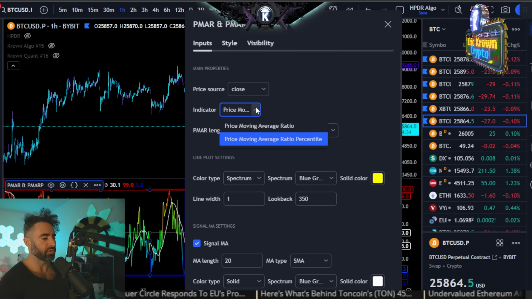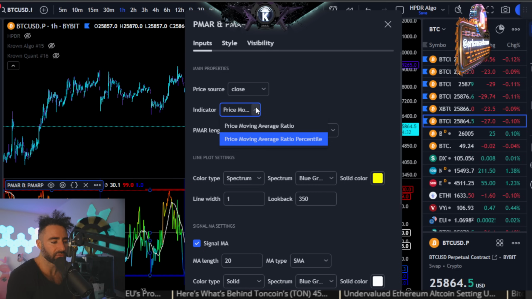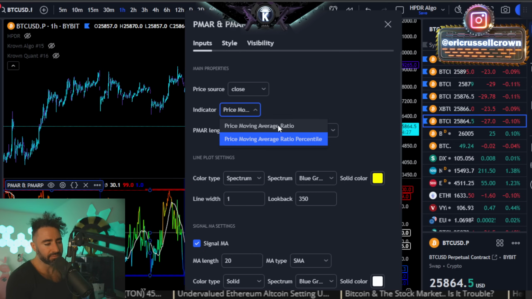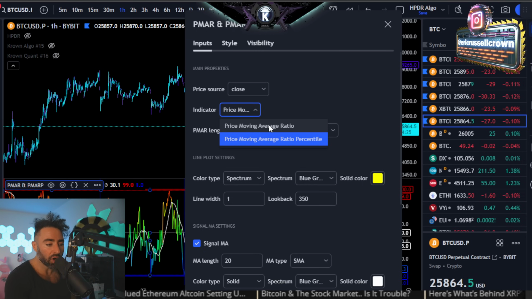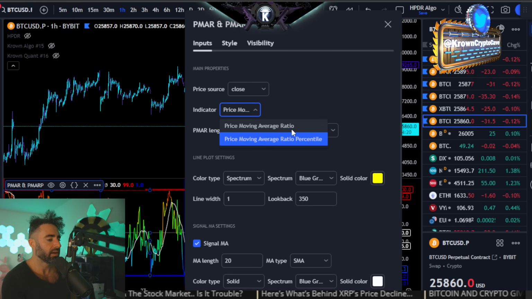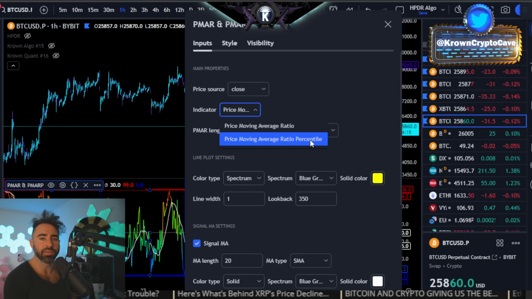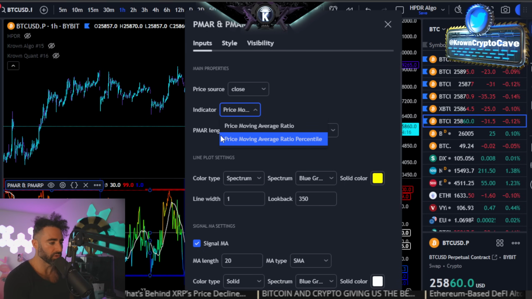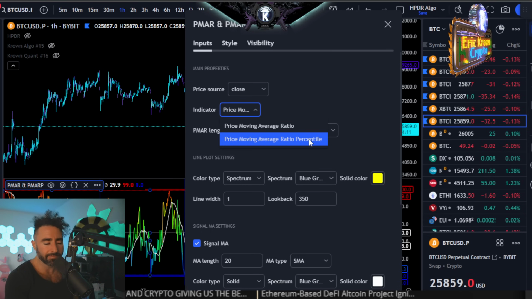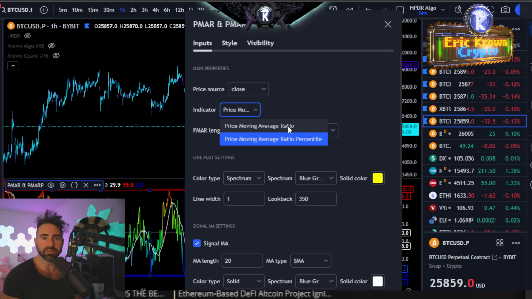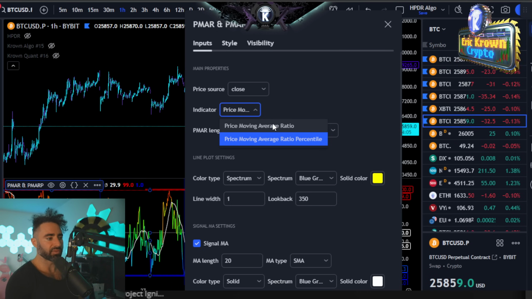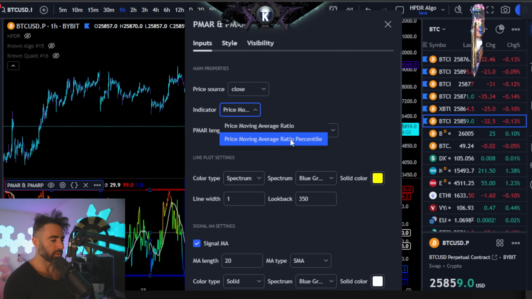And just to make sure that we're using the PMARP version of it, of course, we would select that in this pane right here. If you don't, it will default to the PMAR, just price moving average ratio. Completely different thing, kind of, and will not work in the fashion that I am presenting here. So we're looking specifically for the price moving average ratio percentile. That just means it goes one step further than the base and adds a statistical function onto this where you can see what percentile it is away from current price action.